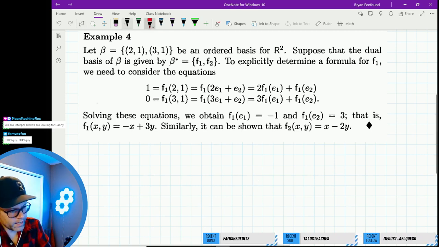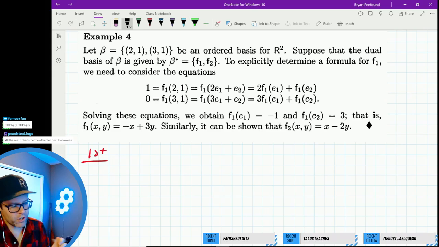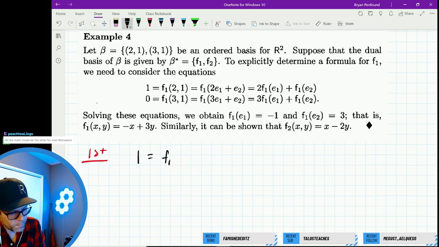Okay, so I think I understand where these equations are coming from. They're saying that the first means that i and j would be equal to each other. So according to the Kronecker delta function, we would need 1 is equal to F1 with our first ordered basis function evaluated. So we know that this F1 is a linear functional.